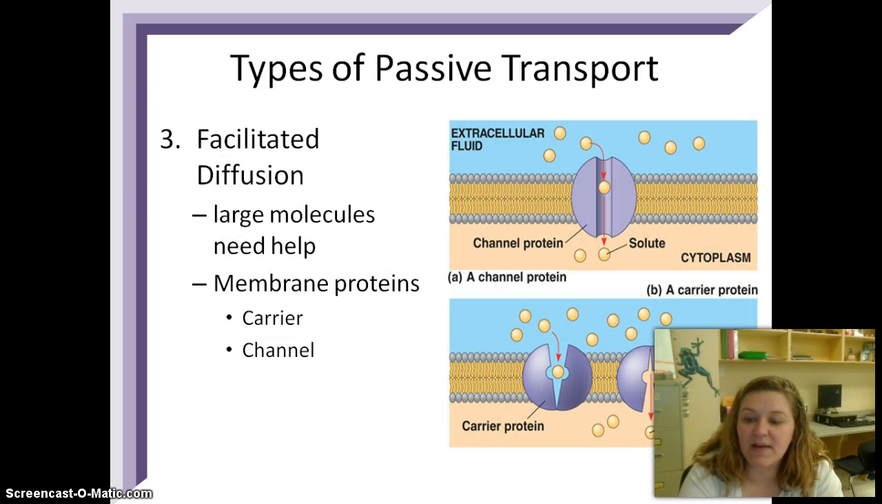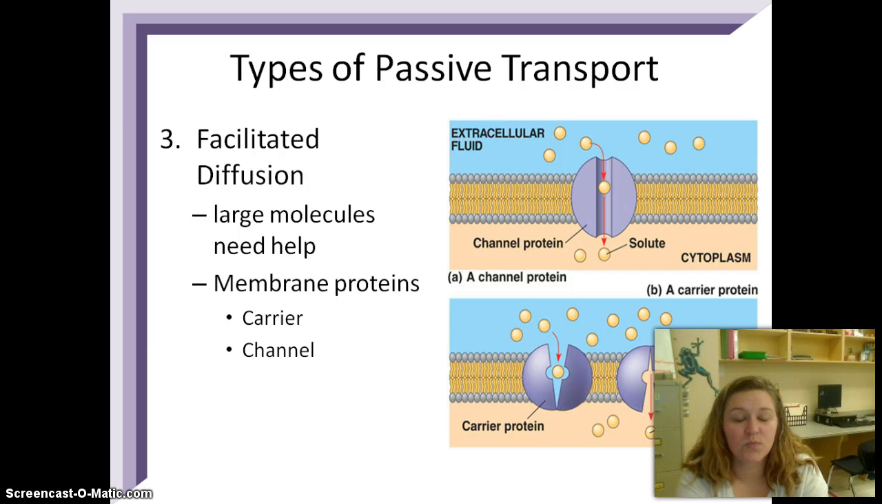Now, the third type of passive transport is called facilitated diffusion. To facilitate means to help. And this is where, remember those proteins that we talked about in the membrane notes? This is where those proteins are going to act as doorways to let these solutes come through that may not like to mix with lipids, okay? So they're going to go through a carrier channel or a carrier protein, okay?